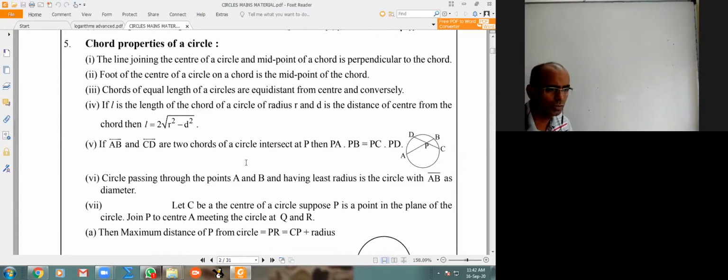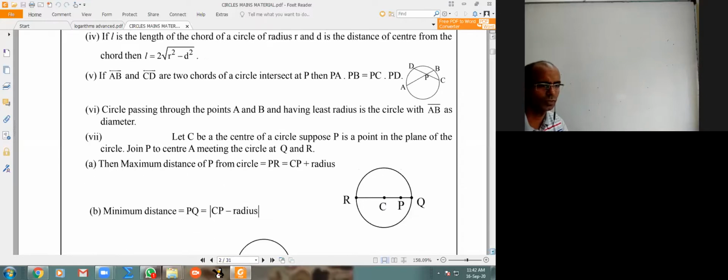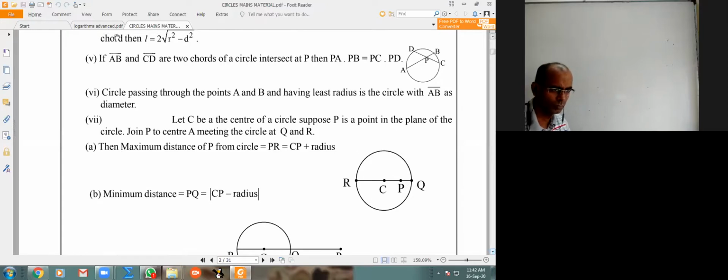And the chord length is 2 root r square minus d square. Yeah, this is also a nice point. I'll explain that also. The circle having the least radius passing through the end points of a chord is the one with the chord as diameter. Okay. So I'll explain all these things on the board.